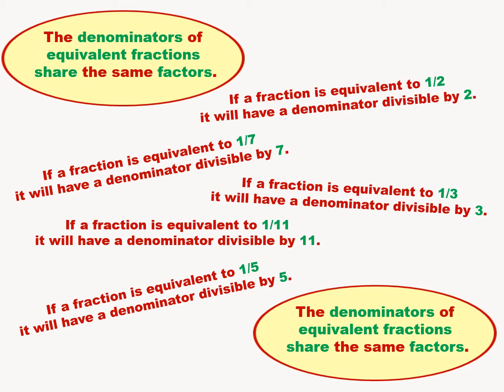This always holds true. If a fraction is equivalent to 1/11, it will have a denominator that is divisible by 11. And if a fraction is equivalent to 1/5, it will have a denominator that is divisible by 5. So this bears repeating. The denominators of equivalent fractions always share the same factors.